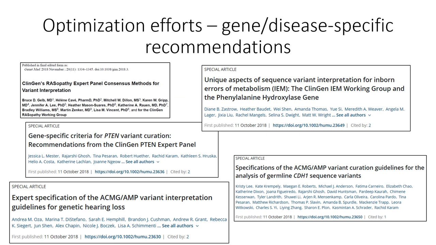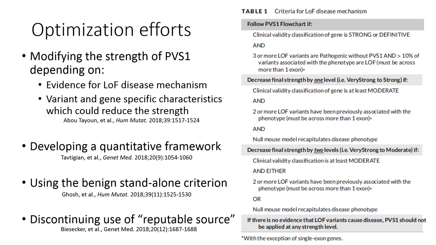Similar recommendations have recently been published for RASopathies, inborn errors of metabolism, hearing loss, and for the PTEN and CDH1 genes. Other general optimization efforts have also provided guidance that might be applicable across many disorders or are general improvements. A recent publication in the ClinGen ClinVar Special Edition of Human Mutation specifically provides guidance on how to modify the strength of PVS1 under certain circumstances.